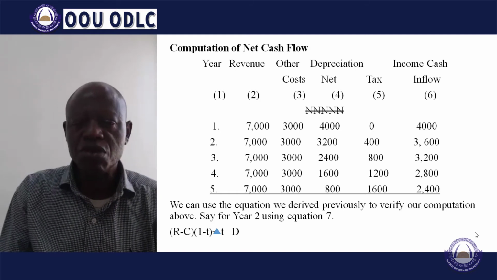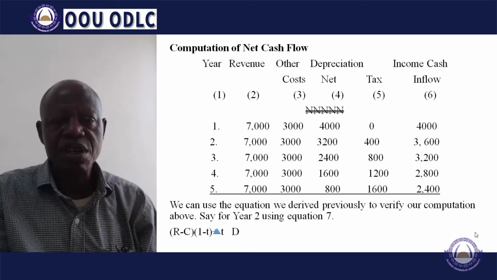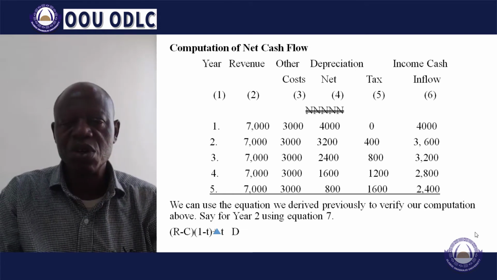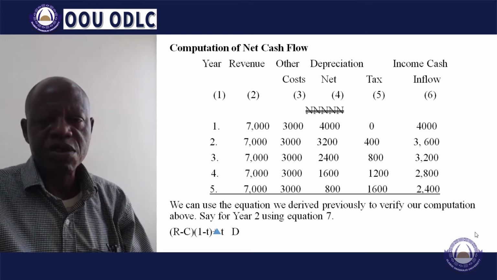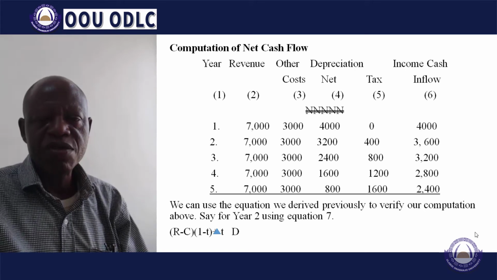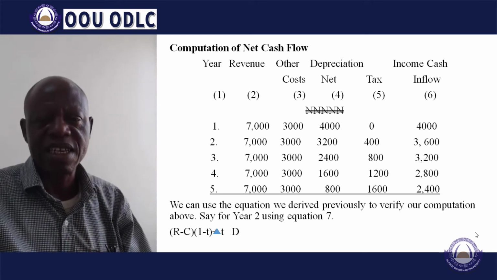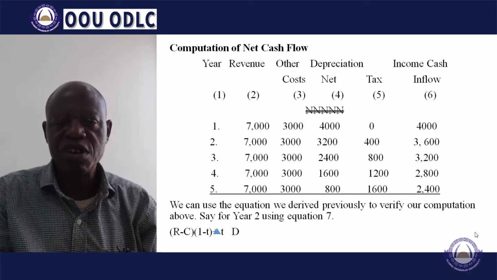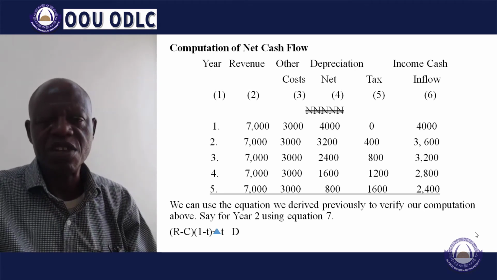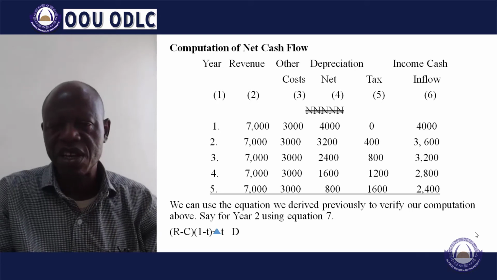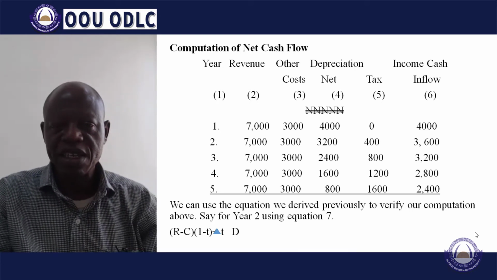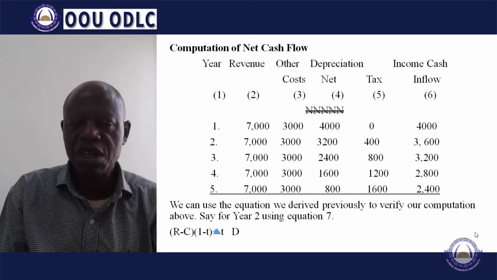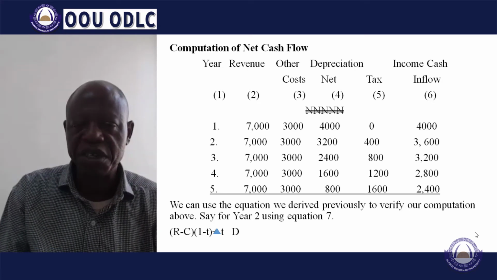Move to year 2. If you use 7,000 naira, the revenue, and the operating cost of 3,000 naira, the difference is also 4,000 naira. From 4,000 naira, if you remove tax, the tax that is due for payment is 400. If you remove 400 naira from 4,000 naira, we have an inflow of 3,600 naira. You remember that before you get your tax, you must have posted your depreciation, and that is how the tax is determined.